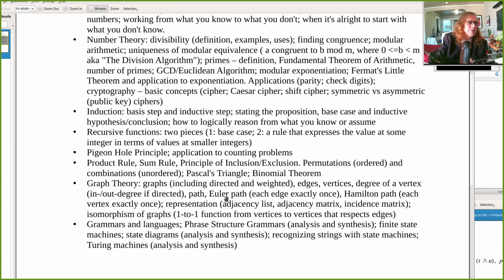All right, so Euler path, each edge is traveled exactly once. Hamilton path, each vertex is visited exactly once. Okay, and those are the only nuances of paths that I'm going to ask you about. So I won't ask you about simple paths or things like that.